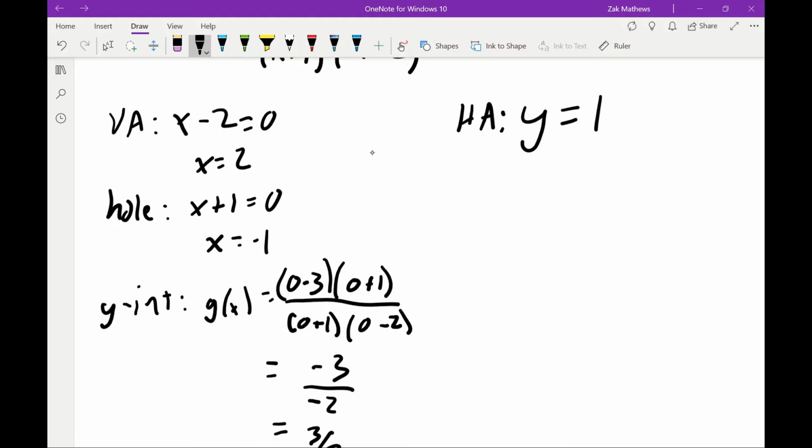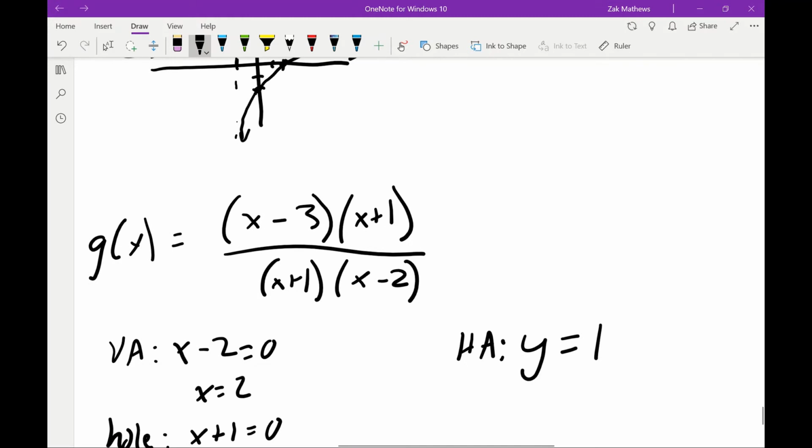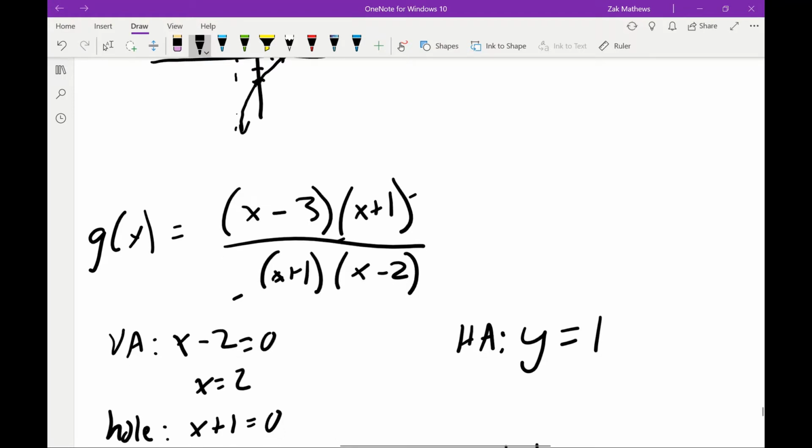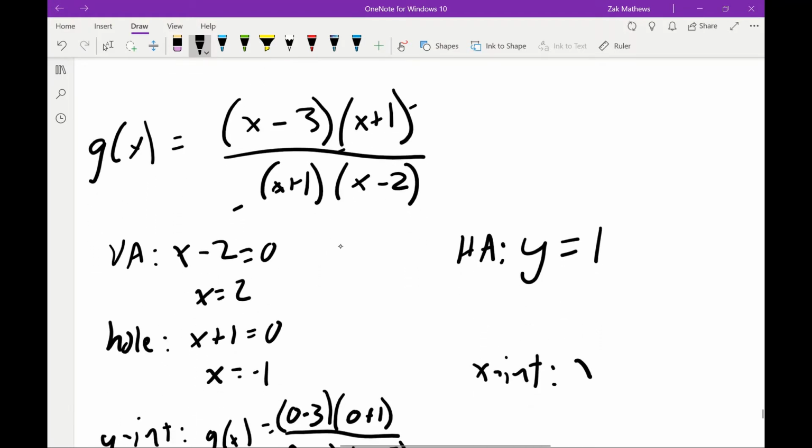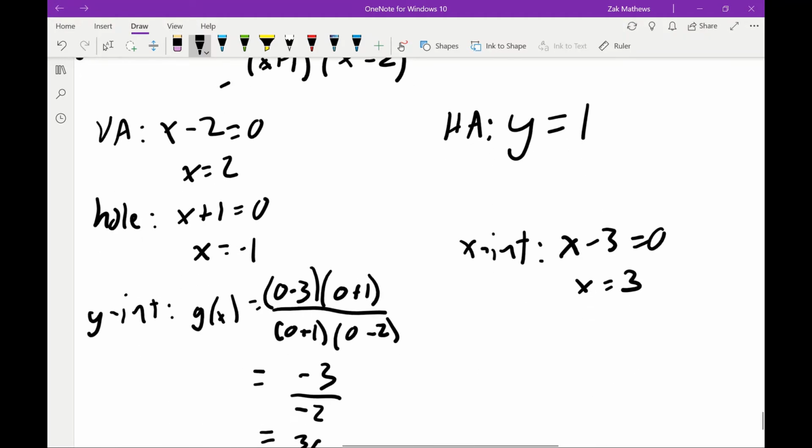And finally, I'm going to do my x-intercepts. Well, my x-intercepts occur when the numerator is equal to 0, but remember that x plus 1, we had already said that it was a hole. So we can't consider that here. We need to only consider the x minus 3. So we get an x-intercept of 3.